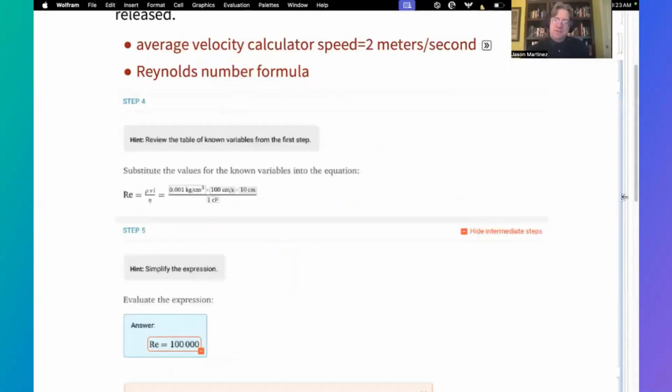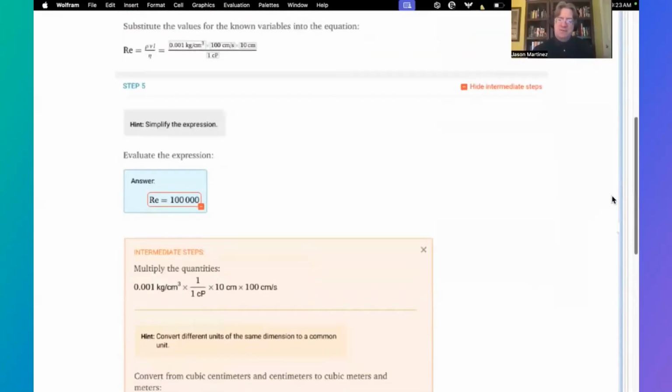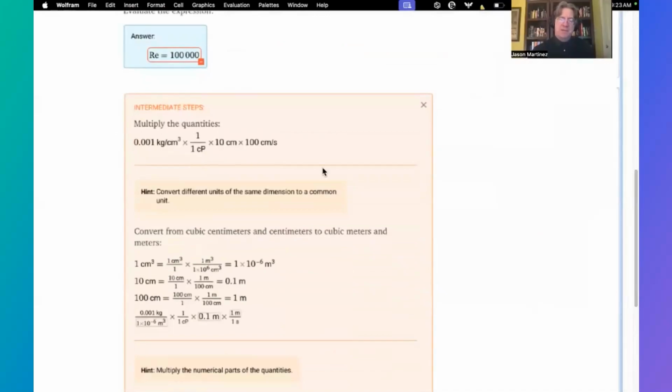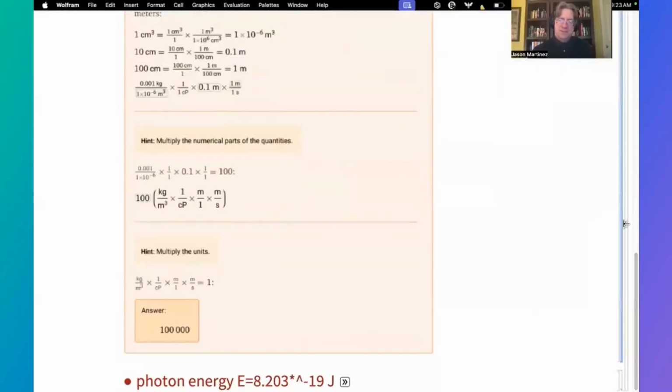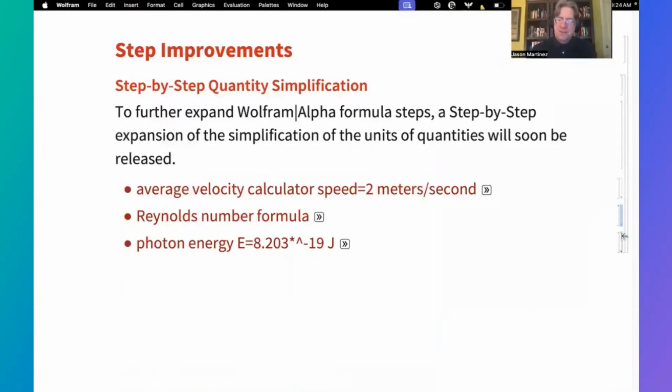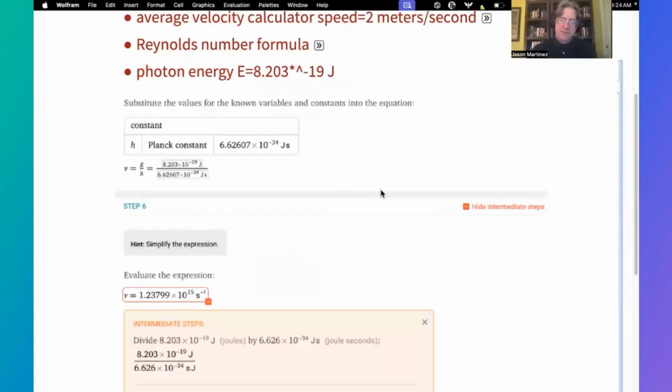Here we have Reynolds number. This one multiplies four different quantities and arrives at a dimensionless result. And we can click on that result, and then we can see how we convert all the units into something that's comparable, and simplify that down to the answer. And we have another example here where we're just doing the same thing, where we have joules and joule seconds, and we need to divide those out.